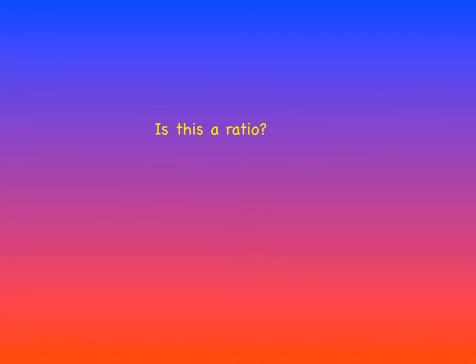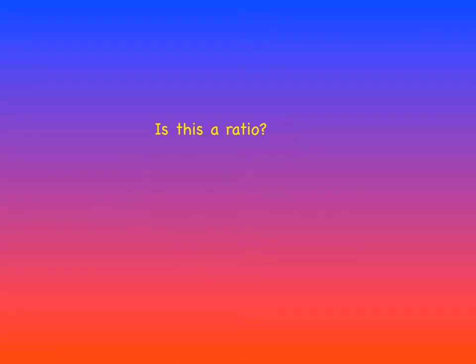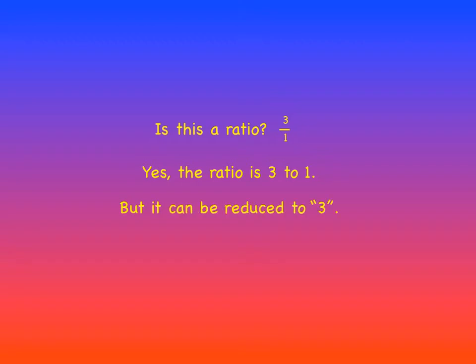Okay, here's another one. Is this a ratio? 3 over 3. 3 to 3. Yeah, the ratio is 3 to 3. But it can be reduced to 1 to 1. Here's another one. 3 over 1. Yeah, that's a ratio. It's 3 to 1. It's pretty obvious. But it can be reduced further to just the number 3 by itself. 3 over 1 equals 3. Well, any number divided by 1 doesn't change, so the 1 in the denominator can be eliminated.